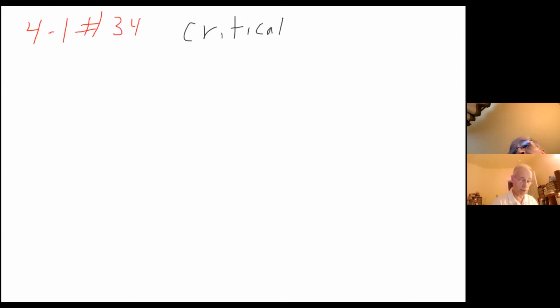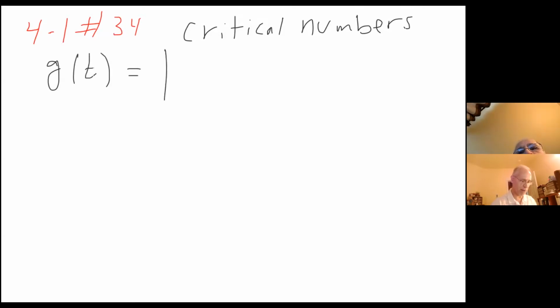Hello, everybody. I'm going to be doing an example of finding critical numbers involving an absolute value. There's a good one, number 34 of your textbook, 4.1, number 34. We are finding the critical numbers, or values, doesn't matter, for g as a function of time equals the absolute value of 3t minus 4.